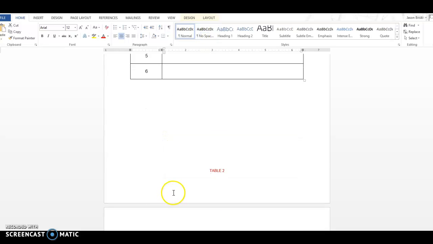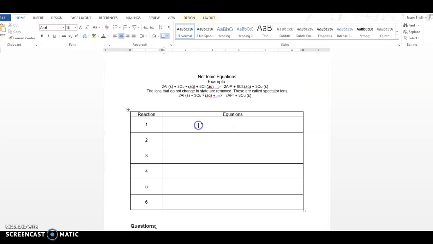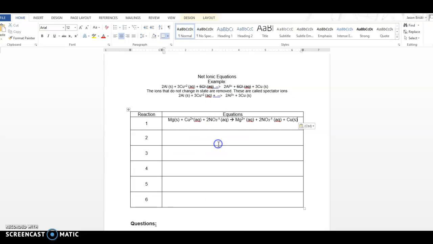Then the last question asks for the net ionic equation. So I'm going to take the complete ionic equation, and then remove the ions that do not change. So copper goes from aqueous to solid, so it changes. Magnesium goes from solid to aqueous, so that changes. Later we're going to learn this is called oxidation because magnesium loses 2 electrons, and this is called a reduction because the copper gains 2 electrons.